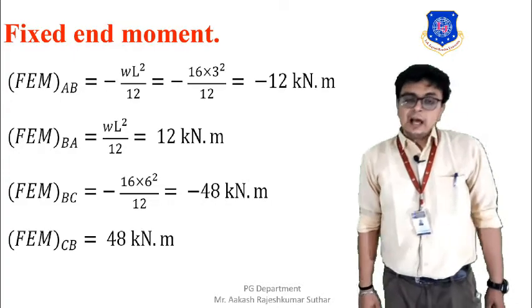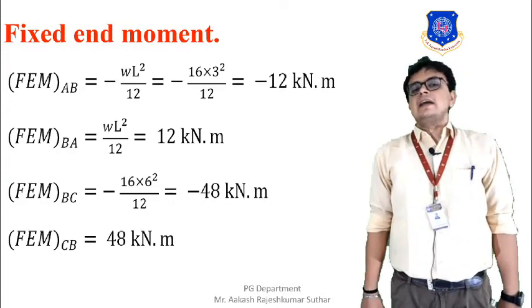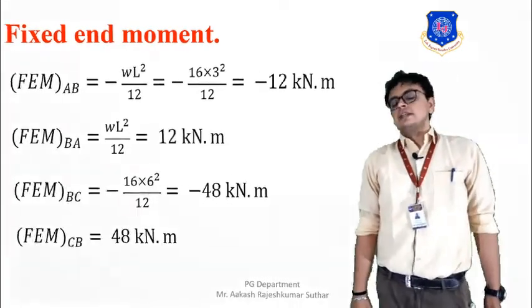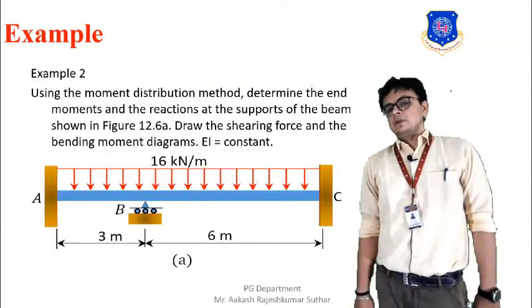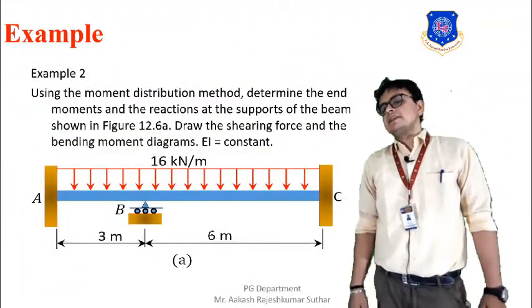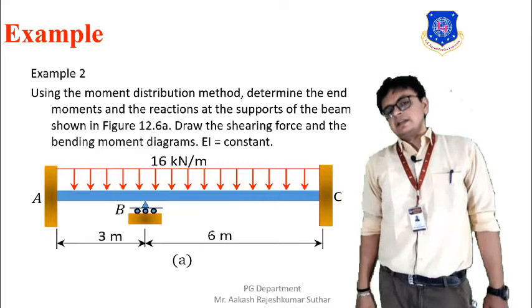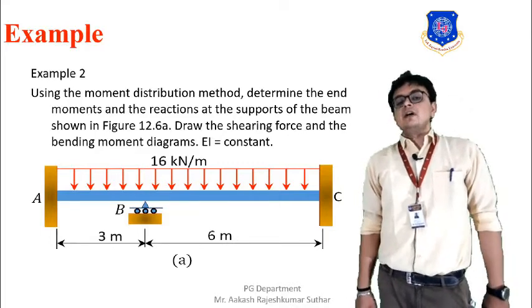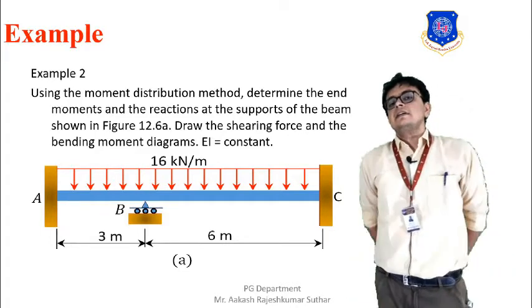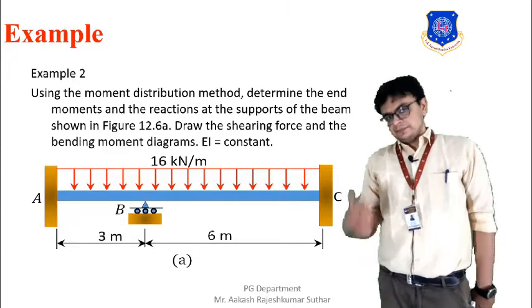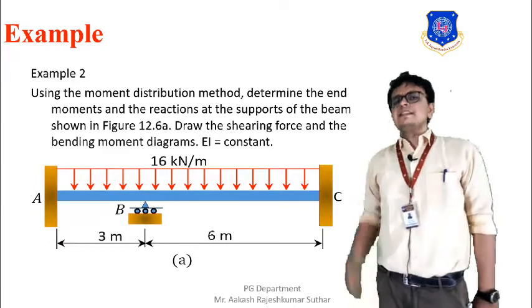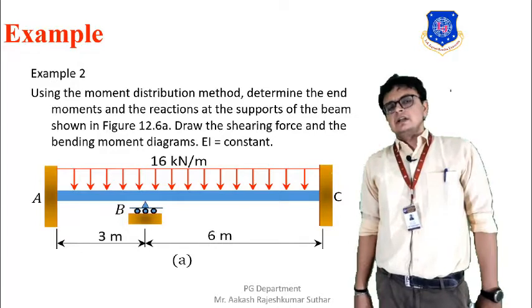Now it's time for the other span, that is BC. You can see over here the BC, which has a span of 6 meter, and over which the UDL of 16 kilonewton per meter is present, you can see over here.